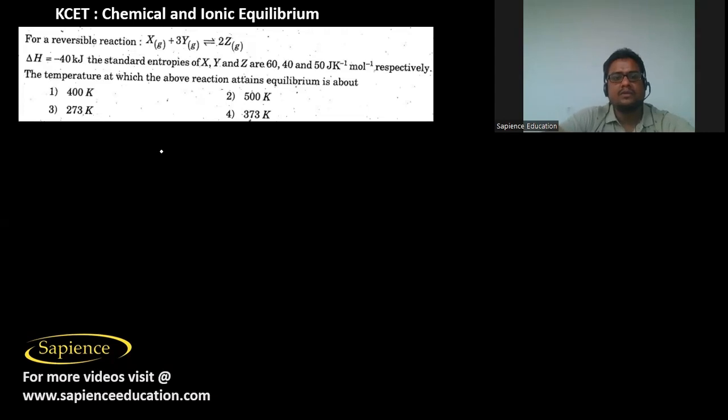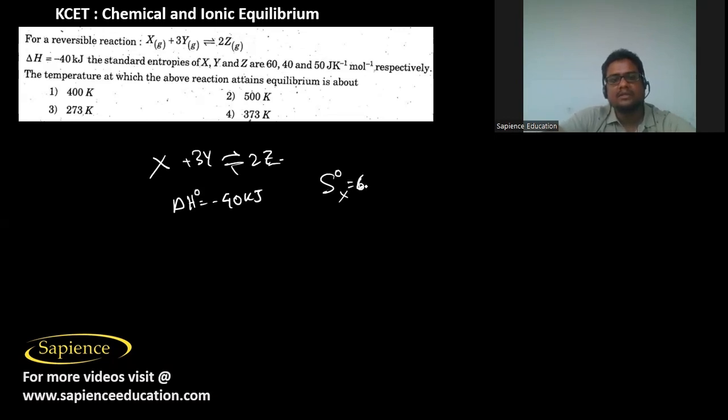Then here it is told for a reversible reaction, X plus 3Y gives 2Z, the change in enthalpy is minus 40 kilojoule, and the standard entropy. So let's consider it as the standard enthalpy only. The standard entropy of X is 60 joule per Kelvin per mole, the standard entropy for Y is 40 joule per Kelvin per mole, and the standard entropy for Z is also equal to 50 joule per Kelvin per mole.